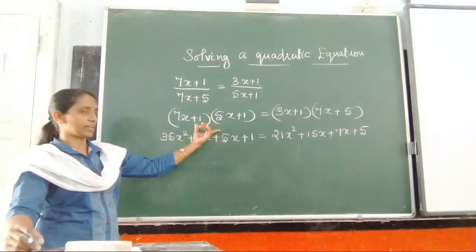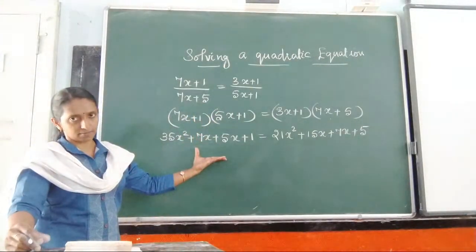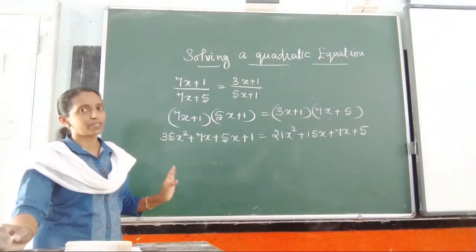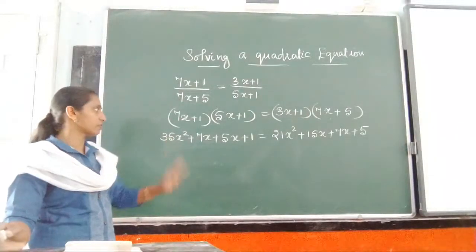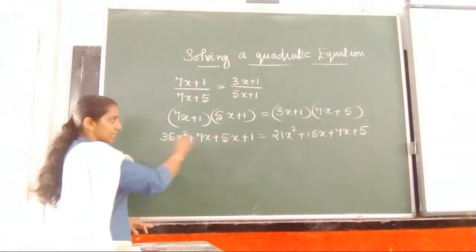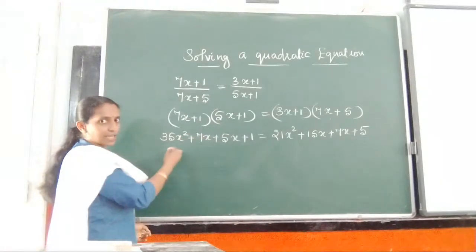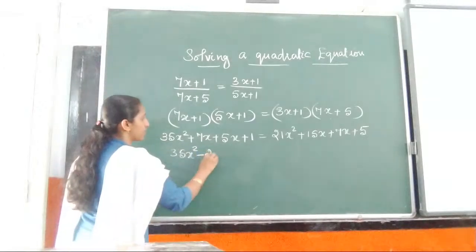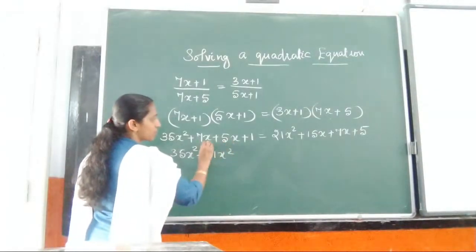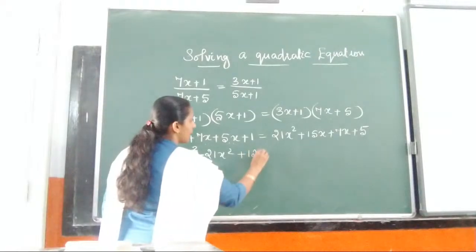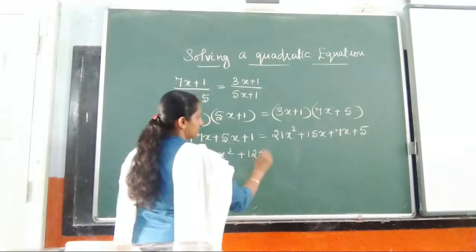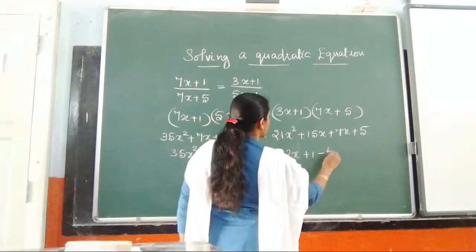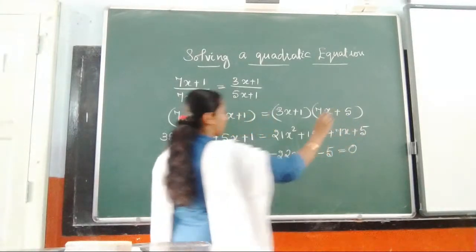Clear all the fractions, simplify the term. Then the third procedure is make it into the standard form of the quadratic equation. That means we are taking out all the terms to the LHS side. 35x square minus 21x square, 7 plus 5, 12x, 15 plus 7, minus 22x plus 1 minus 5 equal to 0.